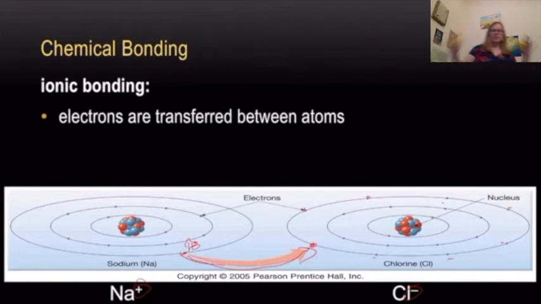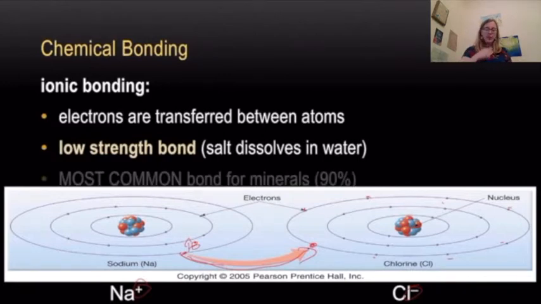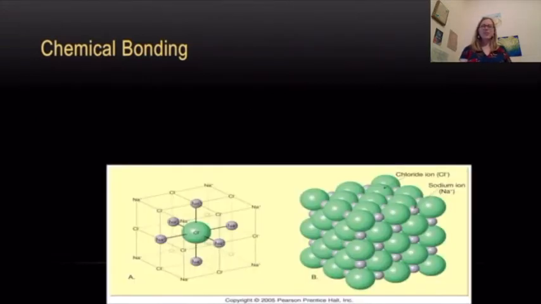Two charges. Attraction. Opposite charges. This type of bonding is low strength. Many of these types of minerals can dissolve in water, so we add water and it breaks that bond. This is the most common type of bond for minerals. Most minerals are bonded with ionic bonding. That's why you can dissolve almost everything. Water is really good at dissolving things.